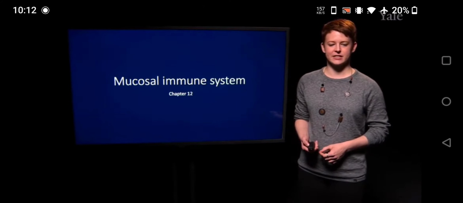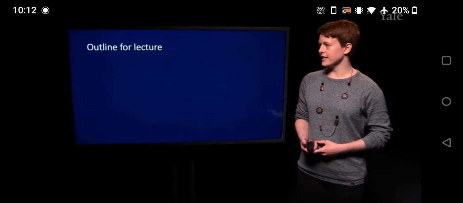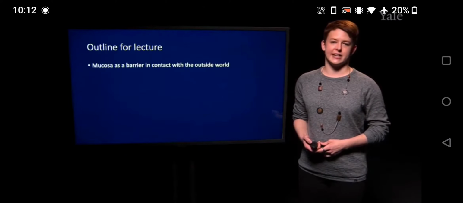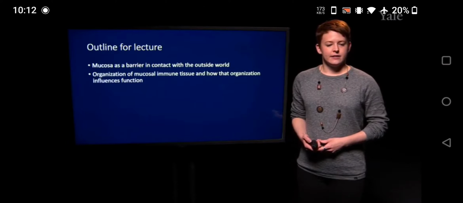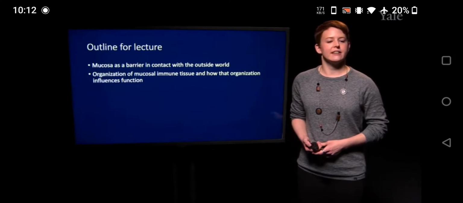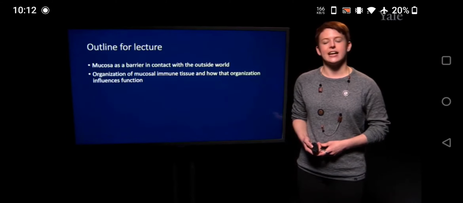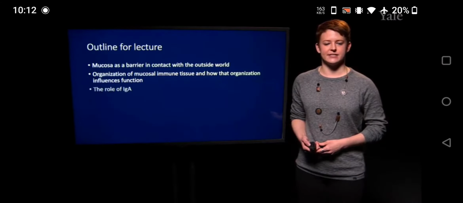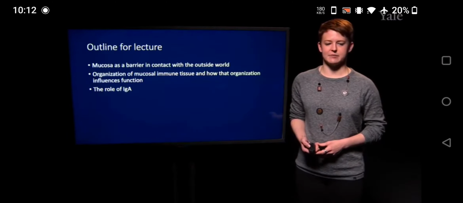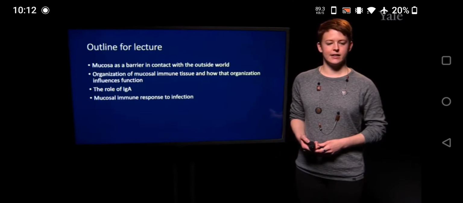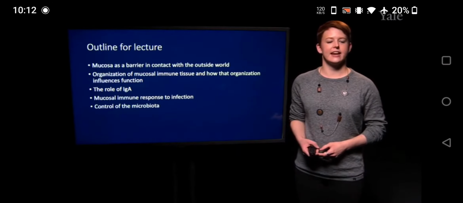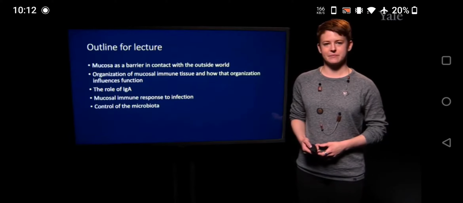So today in our lecture, we're going to be talking about the mucosa as a barrier tissue. We'll also be talking about the organization of the mucosal immune tissue and how that organization influences function. In particular, we'll talk about IgA antibody as well as the mucosal immune response to infection and control of the microbiota.